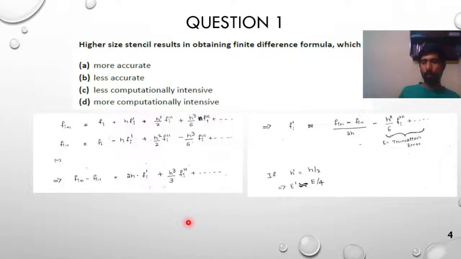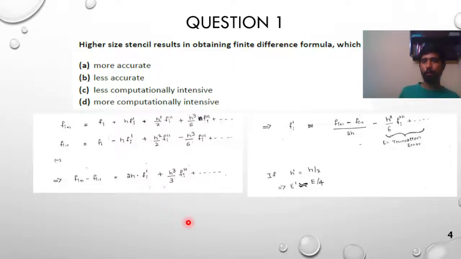Okay, you have more number of points. In that case, the computational intensity will increase. Along with that, the scheme will become more accurate. Why will the scheme become more accurate? The answer to this question will be answered in the later questions.